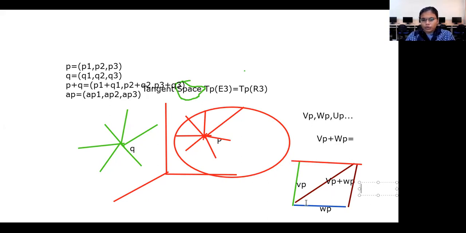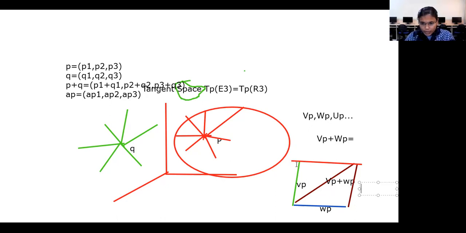Okay. So how are you going to find the resultant of two vectors? This will be a vector starting from the starting point of the first vector to the end point of the second vector. So this will be the resultant of these two vectors VP and WP. So this is vector addition, and in a very similar way you can find scalar multiplication.